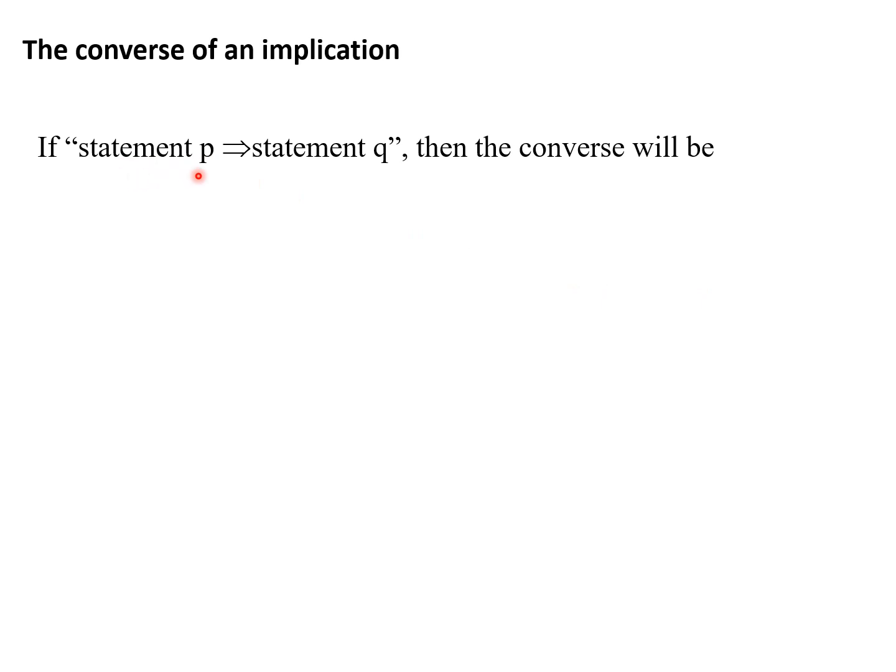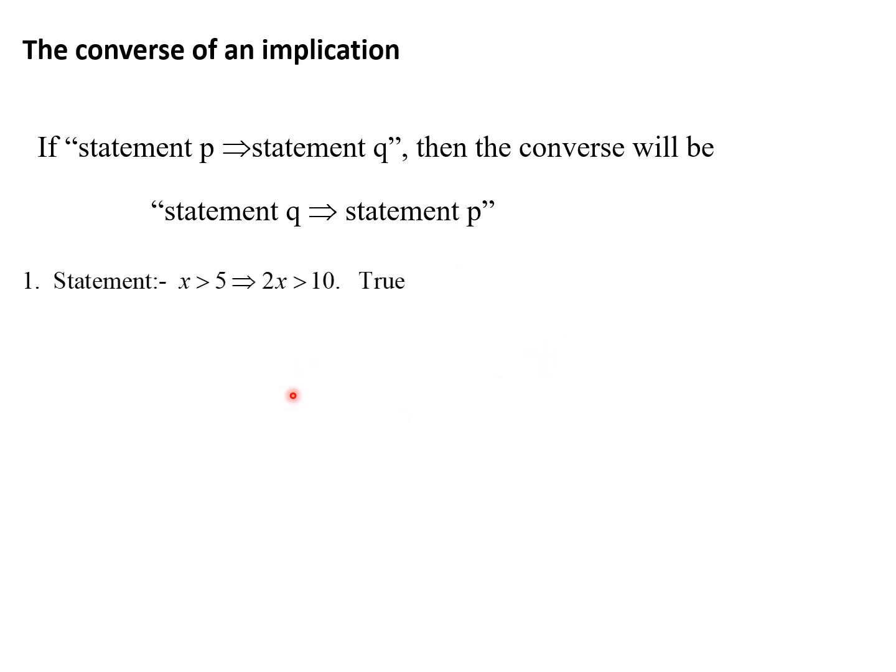So how do we actually find the converse of an implication? If statement P, then statement Q, then the converse would be written as: if statement Q, then statement P, because it's the converse. That's the guide to write the converse statement of an implication. So for example, if x is larger than 5, then 2x is larger than 10. And obviously we know this is true because we have explained that in the previous slide.